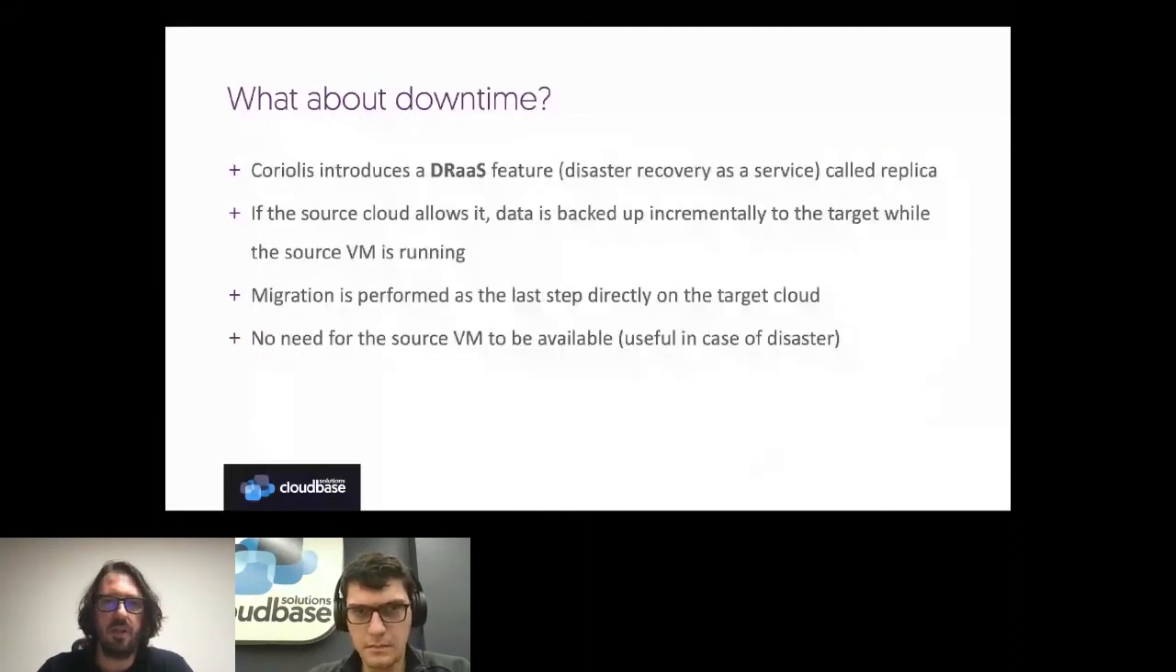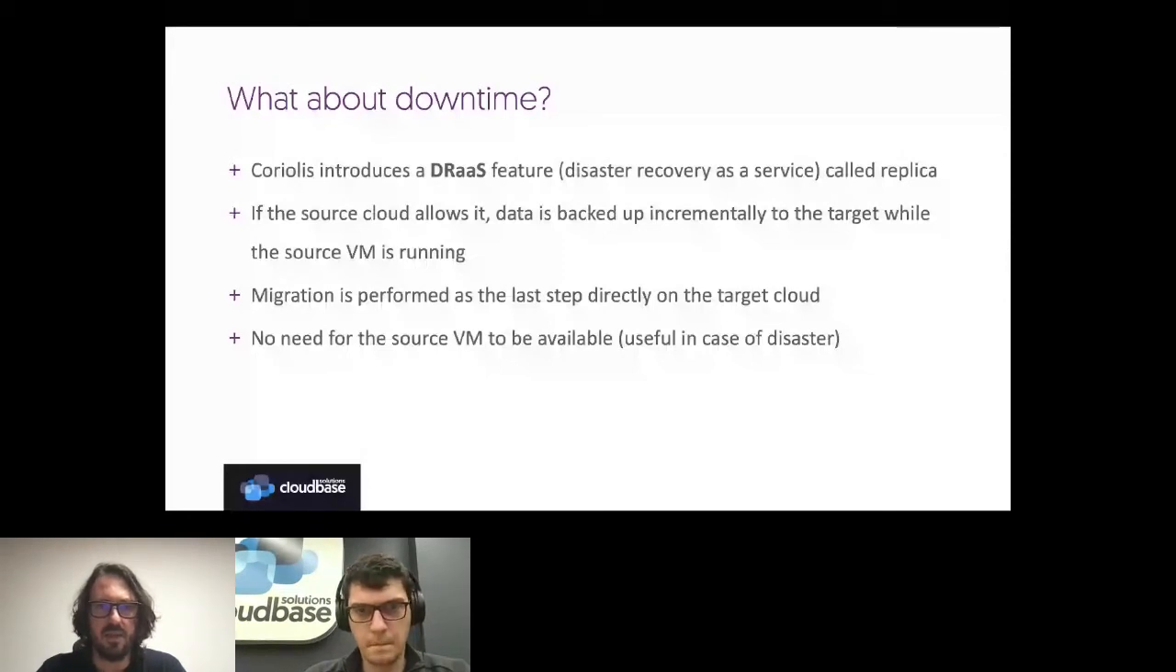When we started this project, originally it was meant for migrations, and then people started asking, hey, can I also use it for disaster recovery? So this is a feature that we added and fits very well in the way in which Coriolis works. Coriolis introduces disaster recovery as a service, which we call replica. And if the source cloud allows it, which happens most of the time, without entering into details right now, data is backed up incrementally to the target while the source VM is still running. This is very important to make sure that people can still work on their VMs while this process is happening. And the migration is performed only at the last step directly on the target cloud.